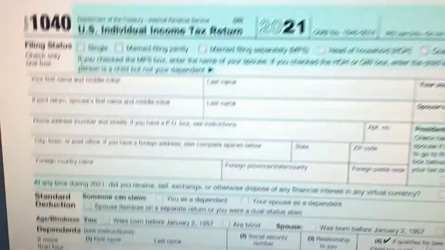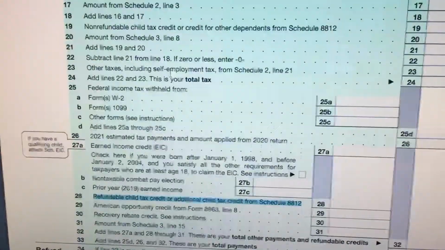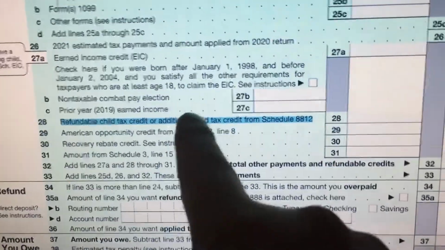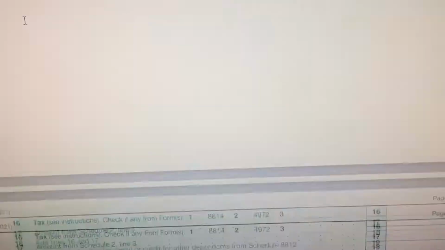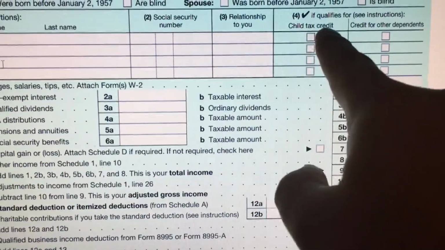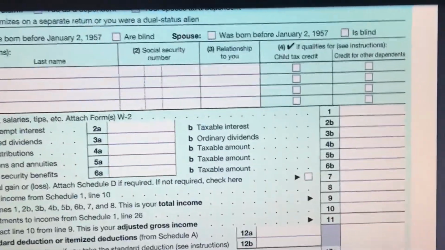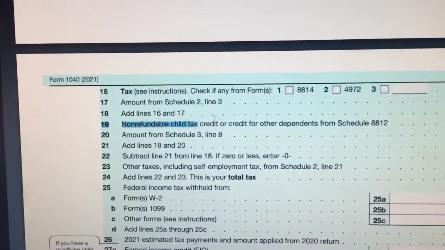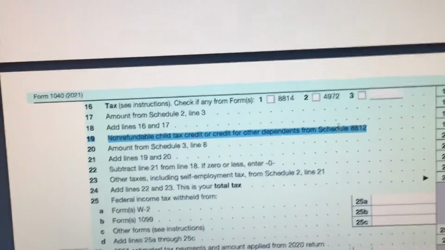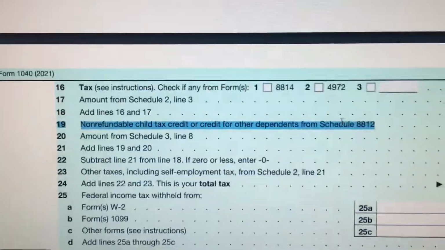So on your 1040 form, the part that involves the child tax credit is going to be line 28. For some of you, you might be affected by a different one. It has to do with if your child tax credit is over here when you enter in your dependents, or if they're checked for other dependents, then you might have to go to a different line. I forgot which line that was. Maybe it's line 19. We're talking about the 2021 tax form here. You might have to do that for line 19.